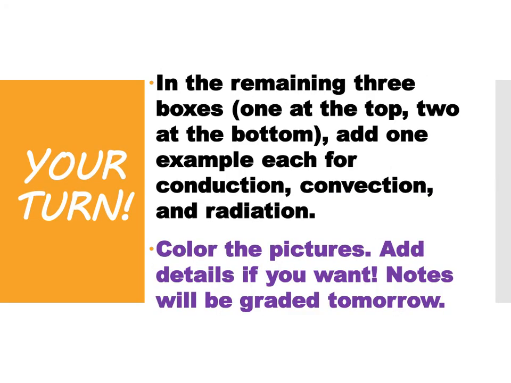Now, with the rest of your class time, you've got 3 more boxes for examples. There's one at the very top, and then 2 more at the very bottom. That's space for you to add examples of conduction, convection, and radiation. Pick one of those empty boxes for a conduction example, one for convection, and one for radiation. Once you've completed your examples, go back in and color your pictures. Add some details to the pictures.